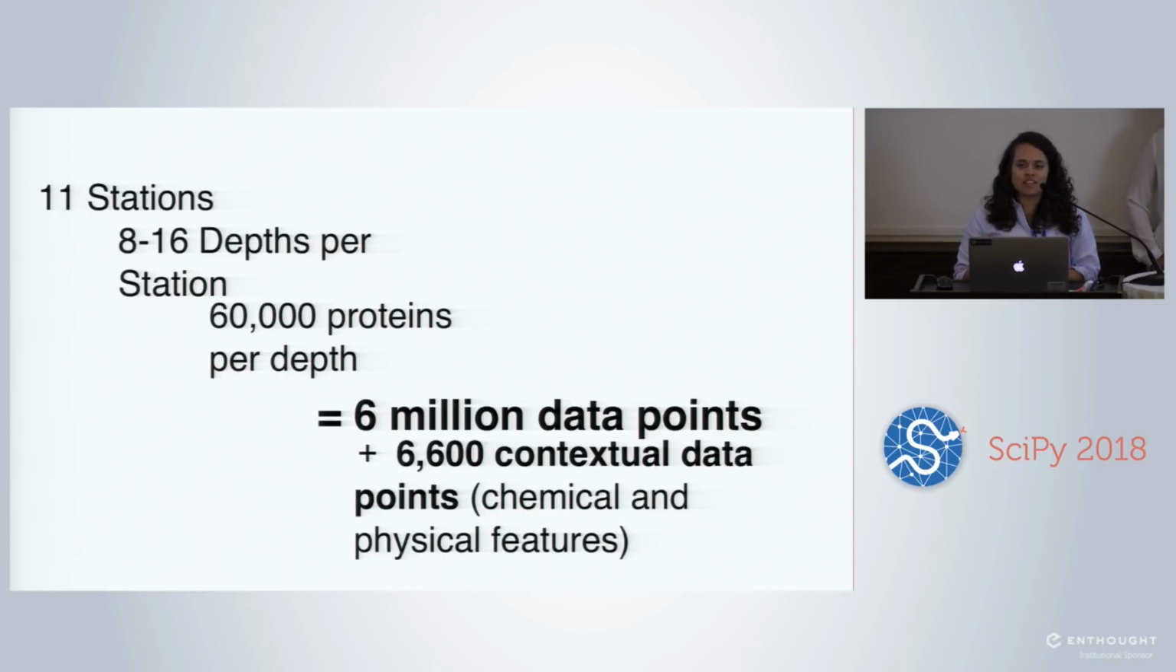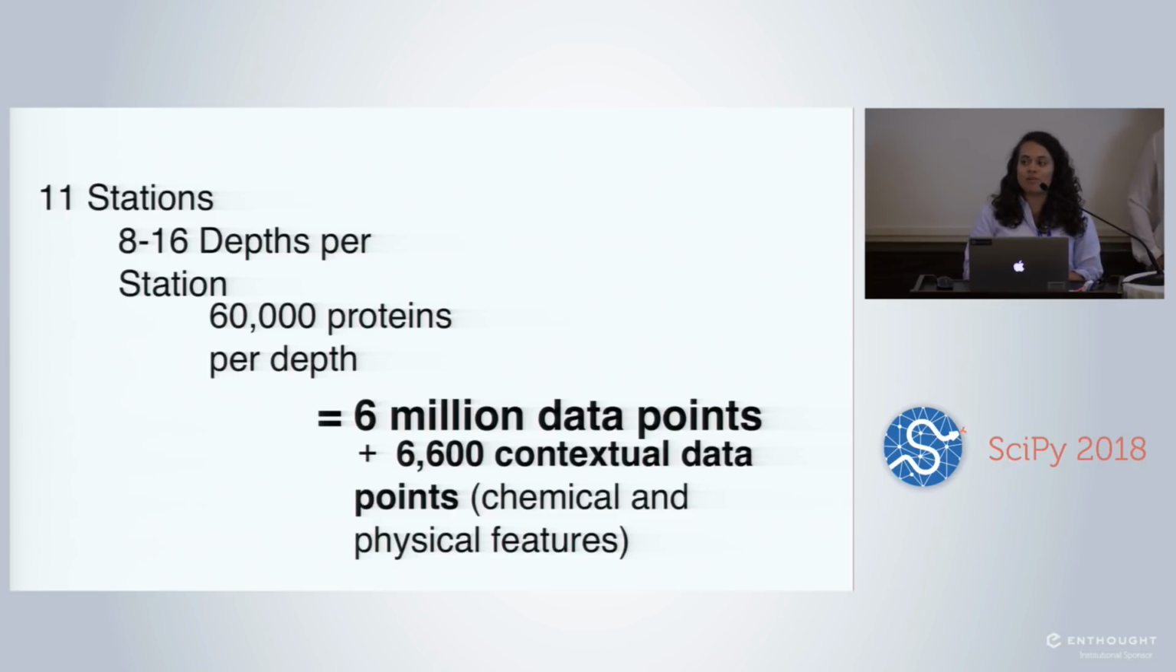So this particular data set is about 10 stations, actually 11 stations, with 8 to 16 depths sampled per station. If you measure 60,000 proteins in each of those samples, you end up with 6 million individual data points. So how does an oceanographer make sense of this?